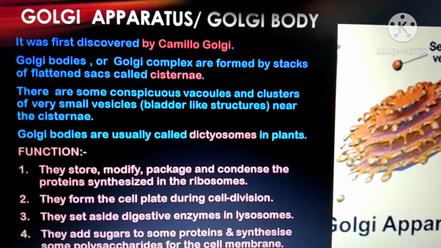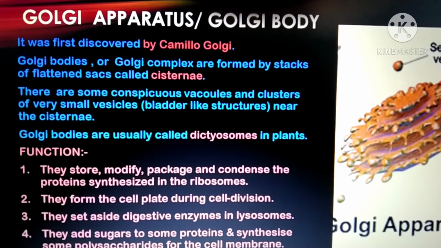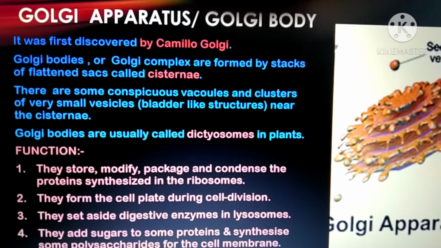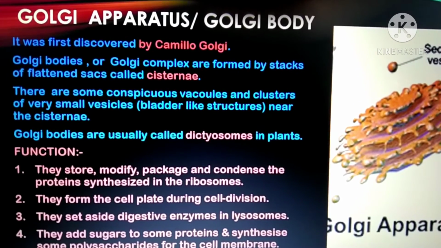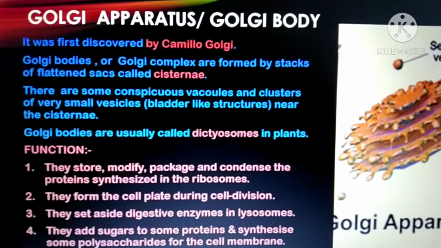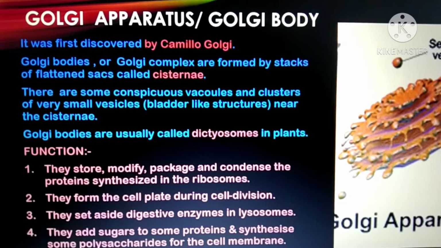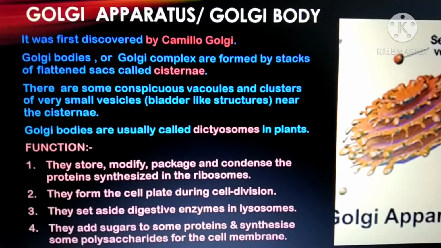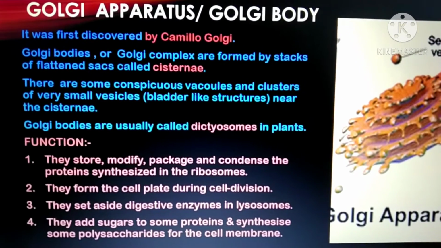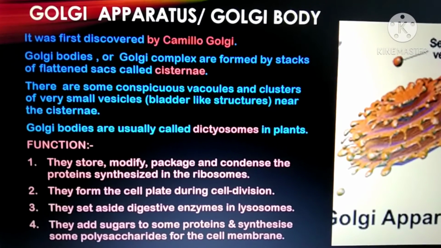Golgi bodies or Golgi complex are formed by stacks of flattened sacs called cisternae. These are some conspicuous vacuoles or clusters of very small vesicles, bladder-like structures near the cisternae. Golgi bodies are usually called dictyosomes in plant cells. Function: they store, modify, package, and condense the proteins synthesized in the ribosomes.